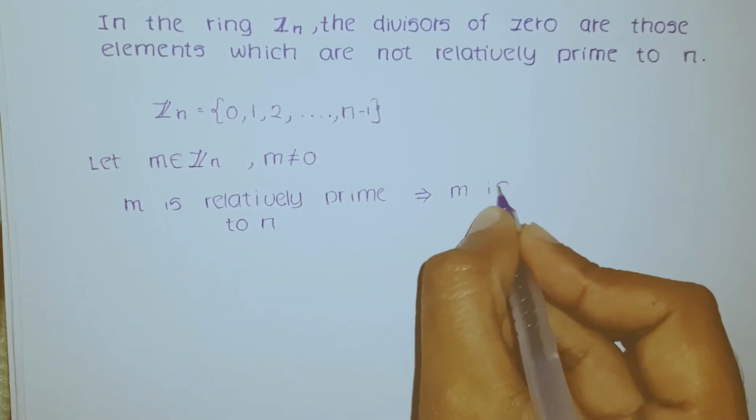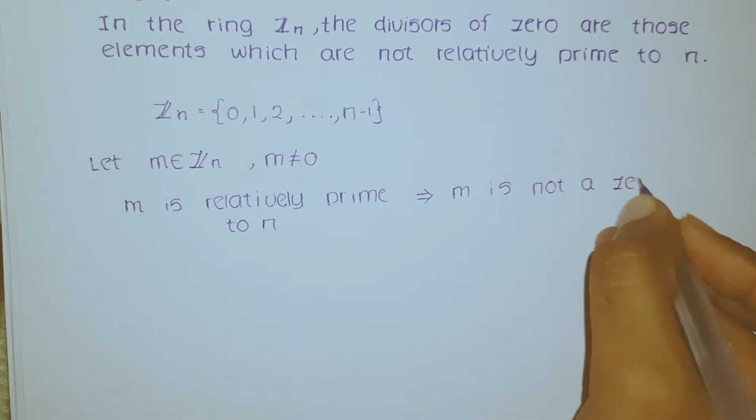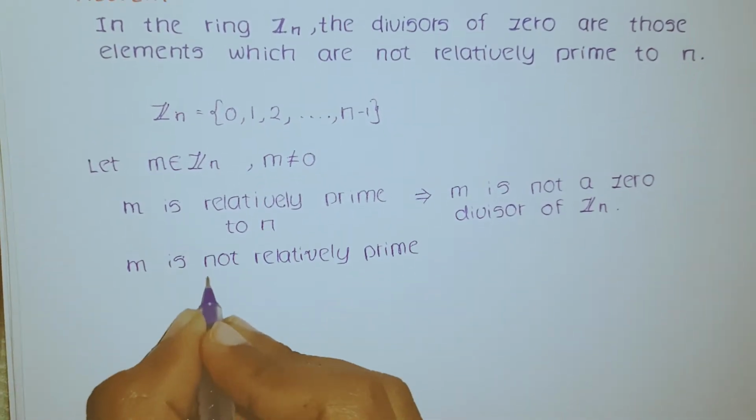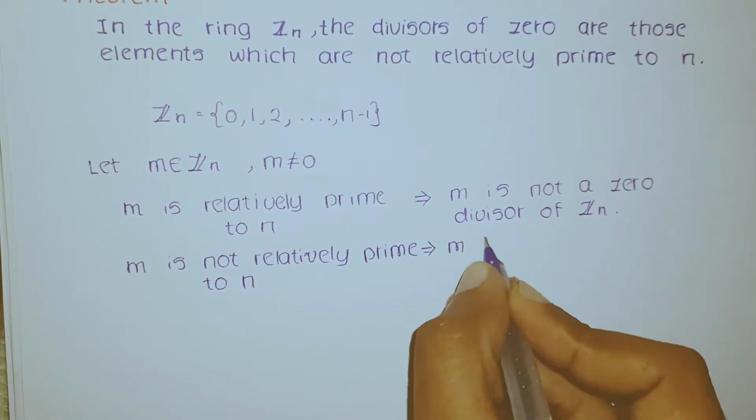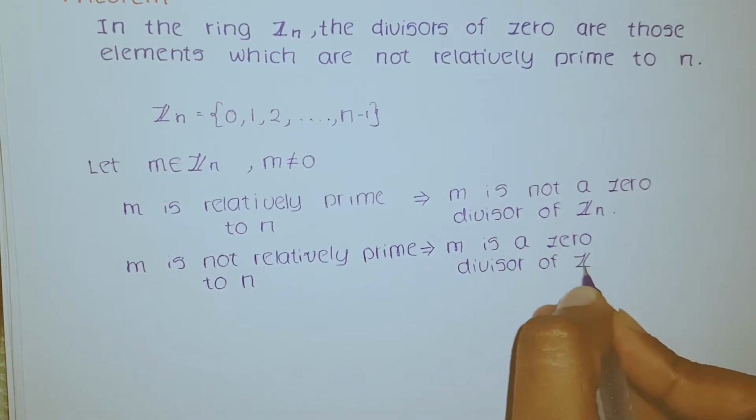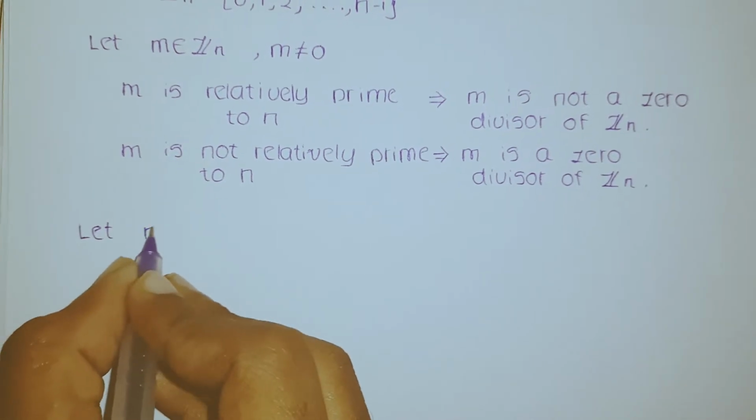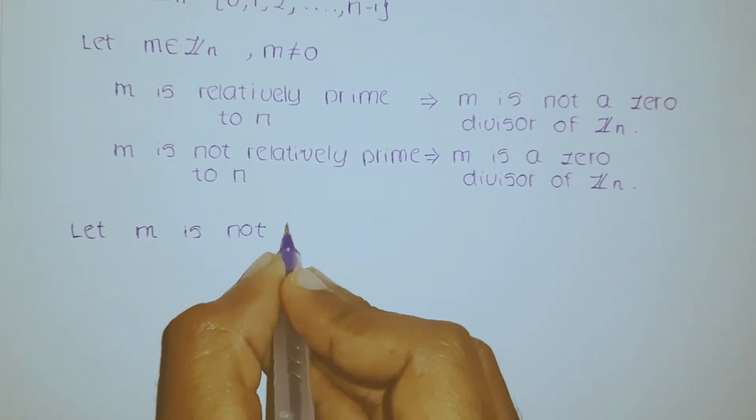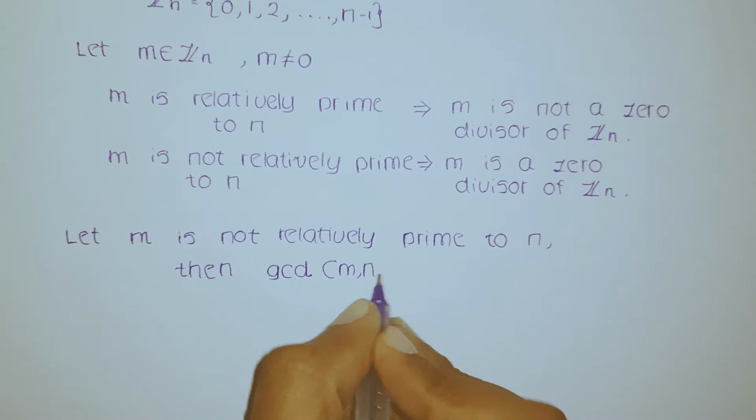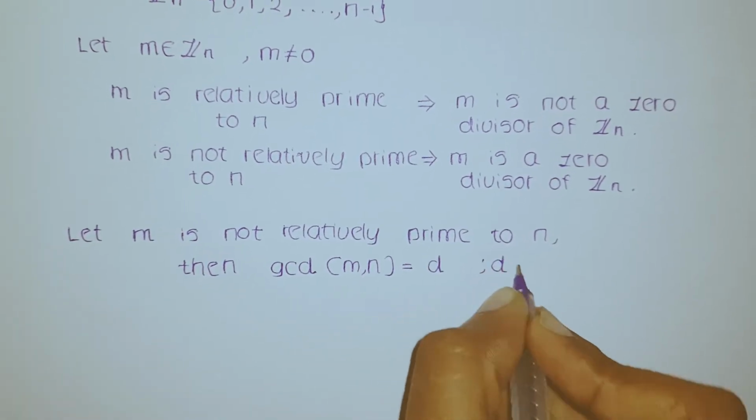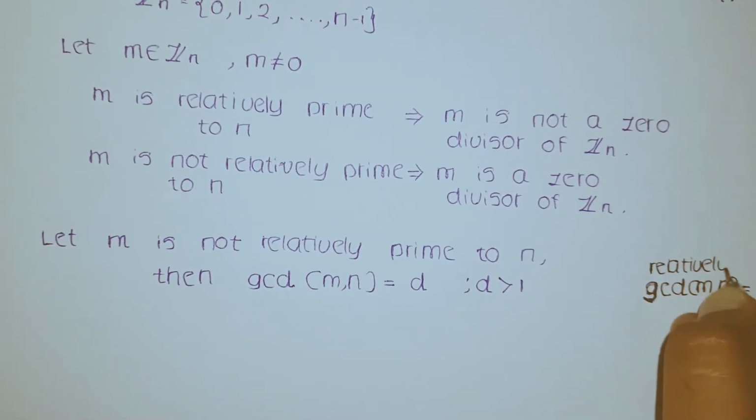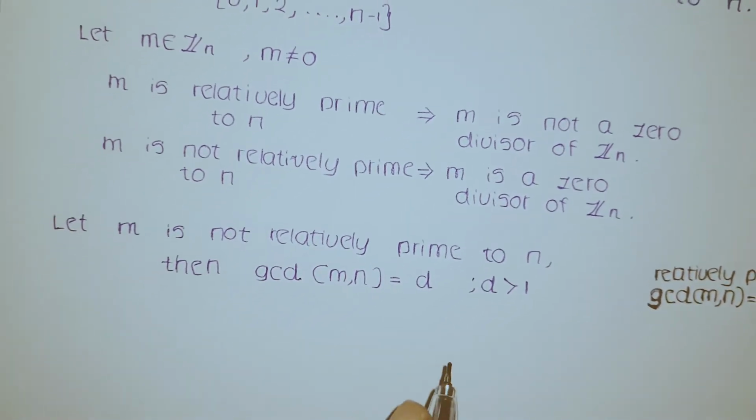When m is relatively prime to n, m is not a zero divisor of Zn. When m is not relatively prime to n, m is a zero divisor of Zn. Let m be not relatively prime to n. Then the GCD of m and n is equal to some element D which is greater than 1, because if two numbers are relatively prime, then the GCD is equal to 1.